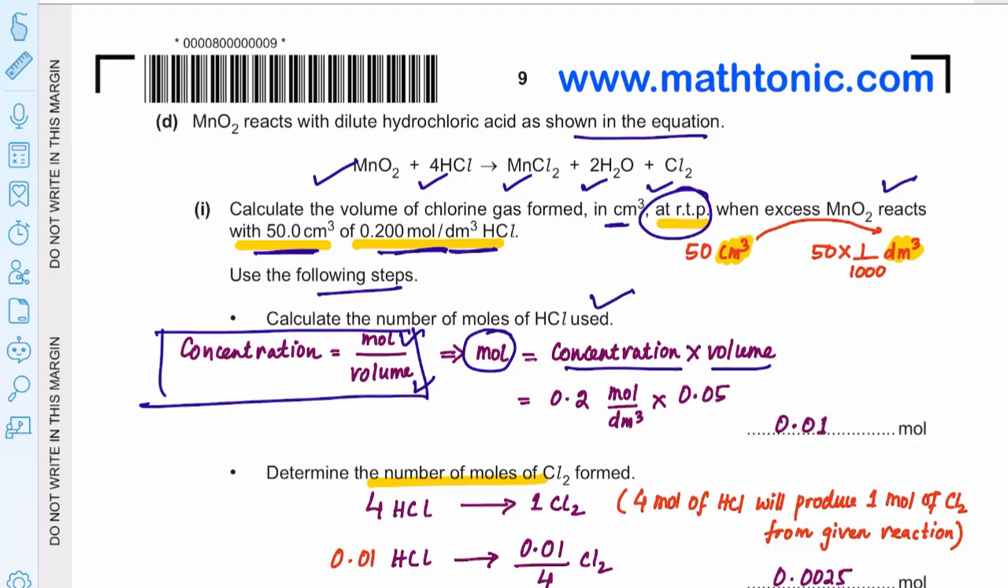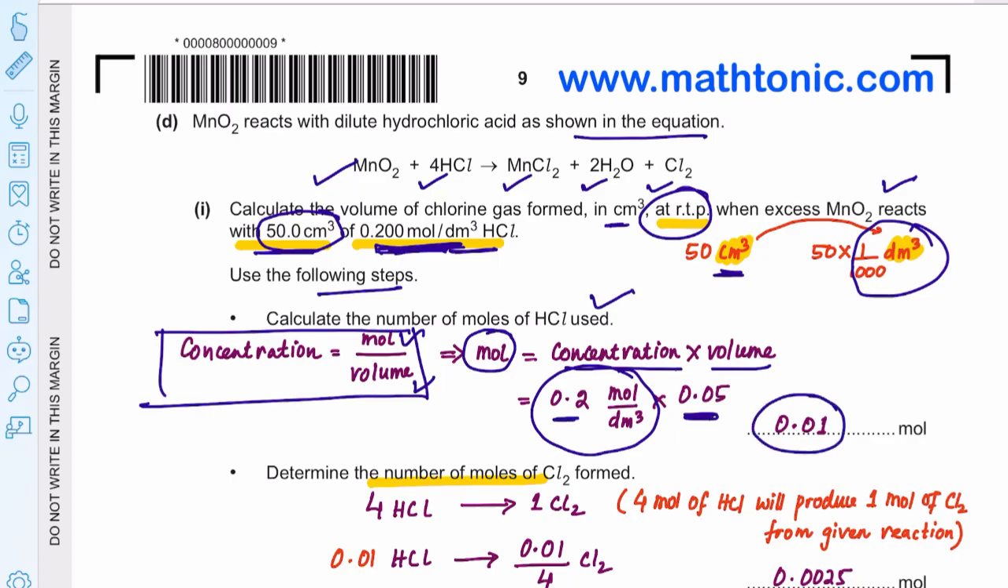So the concentration is given as 0.2, right? This is 0.2 mole per dm³. But if you see the question properly, the 50 cm³ is given, so I have to convert this into dm³ as well. 1 cm³ equals 1 over 1000 dm³. Divide by 1000, you will get 0.05 dm³. Got it? So 0.2 times 0.05 becomes 0.01 mole.